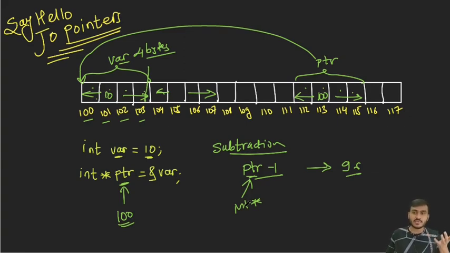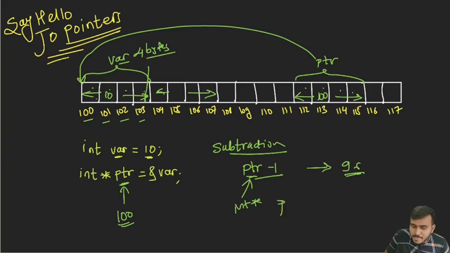Okay, so in case of an int star type pointer, it is pointing to int, so that's why it will always work in terms of 4 bytes, because the size of int is 4 bytes. If it is a char star, then it will always work in terms of 1 byte. So this is something which you have to keep in your mind. So the answer of PTR minus 1 will be 96, because 100 minus 4 is 96.